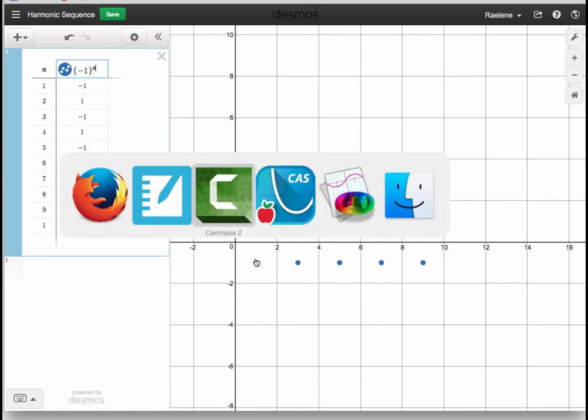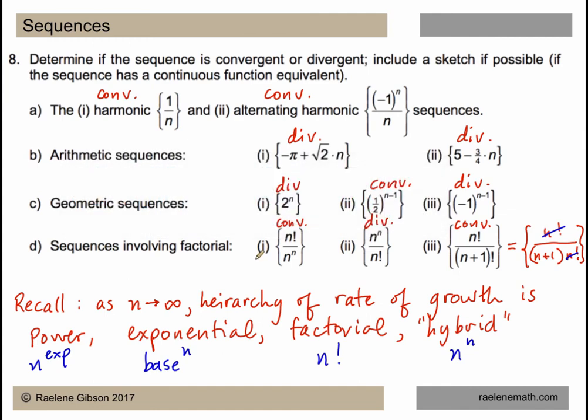So hopefully you have a pretty good understanding about sequences now, especially in connection with the continuous functions or functions of a continuous variable x.